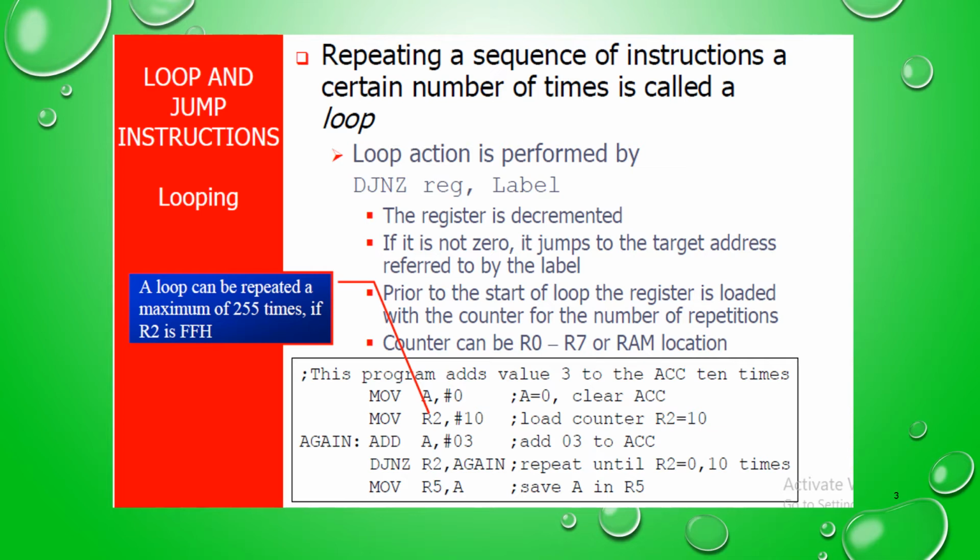The most general instruction is decrement and jump if not equal to 0 the register contents. So here with the help of a register it is carried out. You can see here the register is decremented, and if it is not 0 then it jumps to the target address referred by the label. Prior to the start of the loop, the register is loaded with the counter for the number of repetitions, and the counter is going to monitor the entire mechanism.